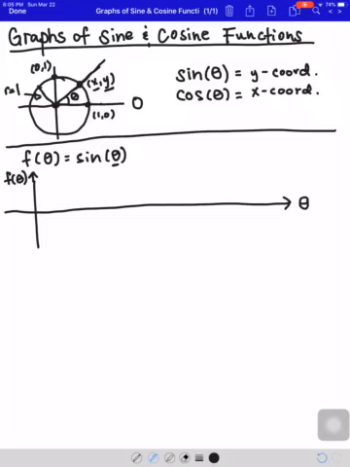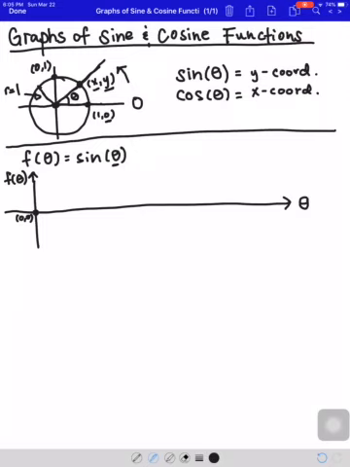Let's start out at an angle of 0. So we're starting over here at this point. Our angle is 0, and sine of 0 is the y-coordinate, so our function value is also 0. That means the first point on my graph is going to be (0, 0). Now we're going to travel around the unit circle in the counterclockwise direction, because that's the positive direction.